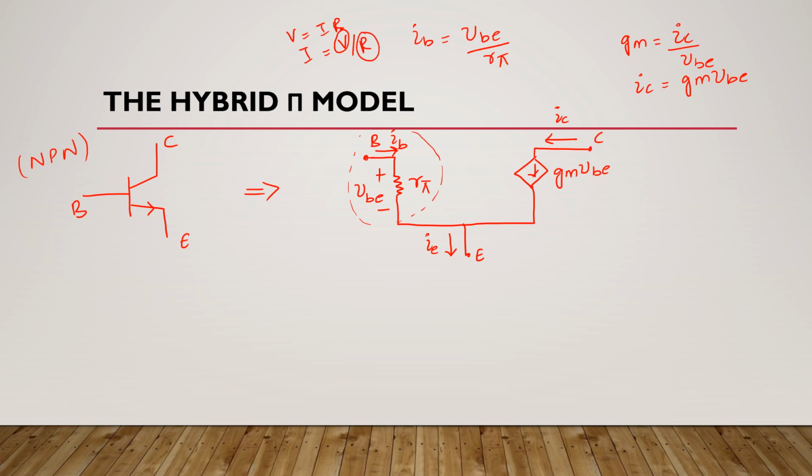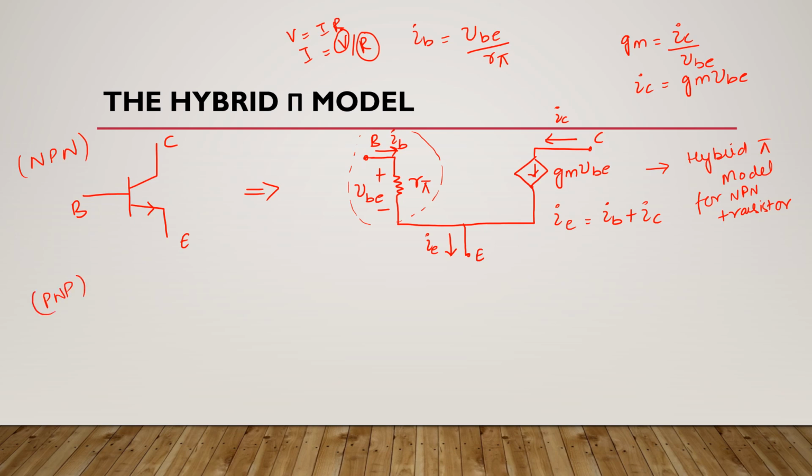Okay. Now what about this emitter current? It is equal to IB plus IC here, because we know that here this IE is leaving current and IB and IC are entering currents. So this is your hybrid pi model for NPN transistor. Now what about PNP transistor?